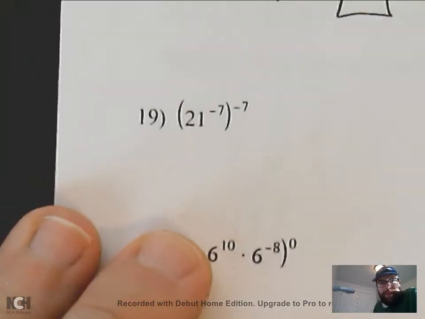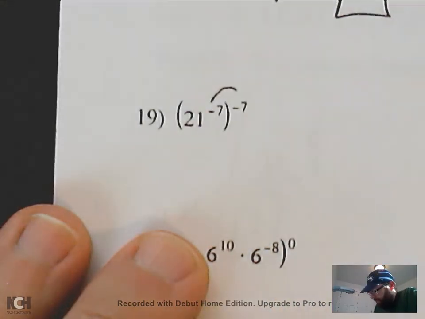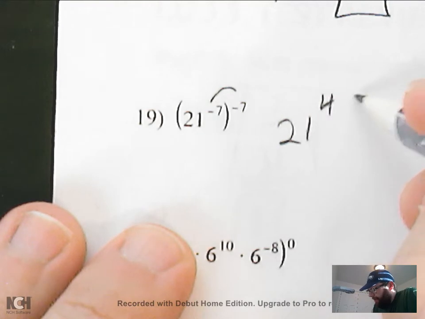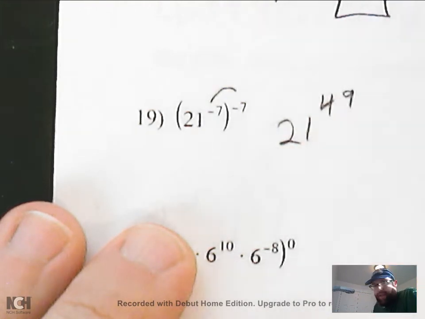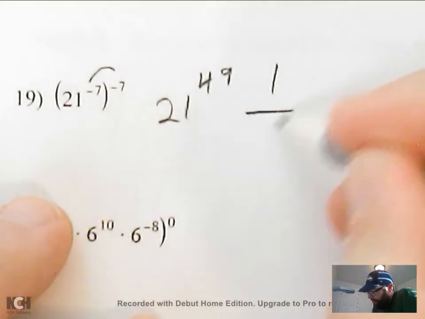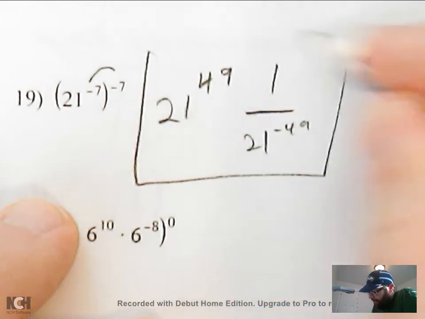Okay, this one, again, just multiplying, negative 7 times negative 7 is positive 49. It's a big number. 21 times itself, 49 times. So 21 to the 49th. Again, we need it as a negative exponent too, so we move it downstairs, 1 over 21 to the negative 49. And that would be my two answers.